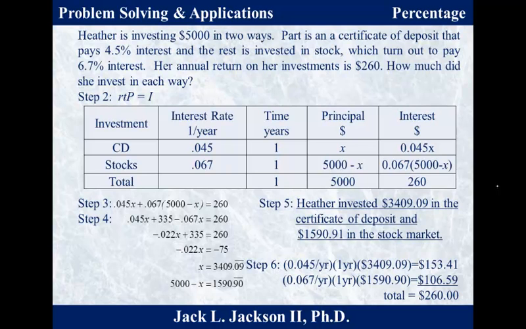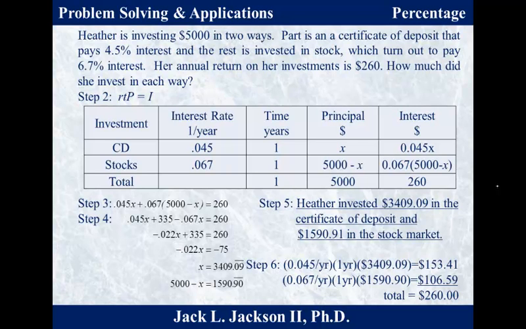Okay, so let's see what else we've got here. So we know there's 5,000 total. So we could do this with one variable by choosing X for either the stocks or the CD amount of principal. So X is the amount invested in the CD. So then 5,000 minus X has to be the amount invested in the stock. And so notice those do add up to the 5,000 total.